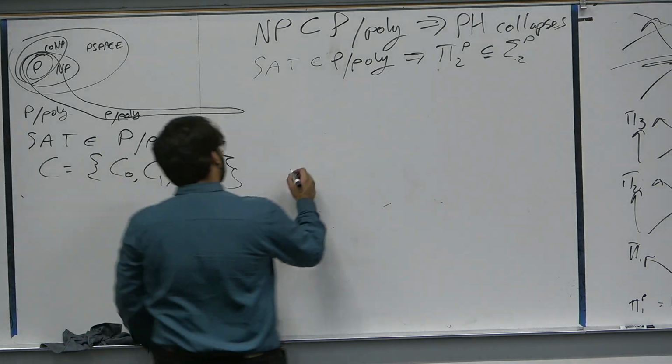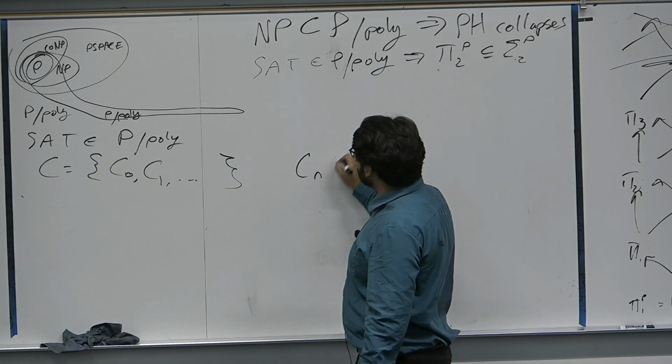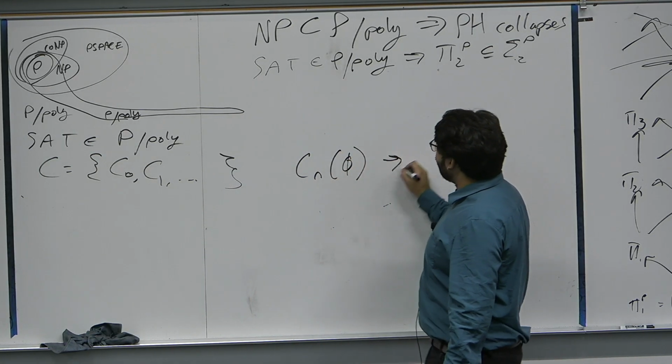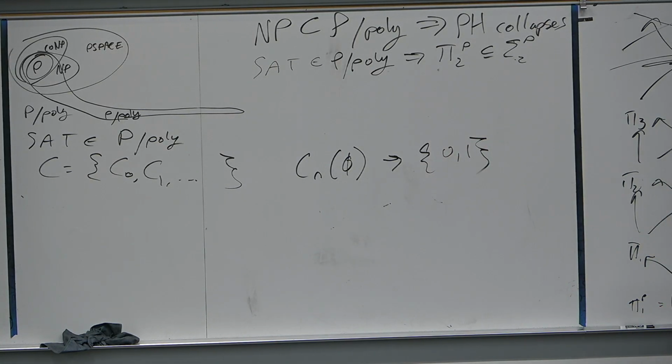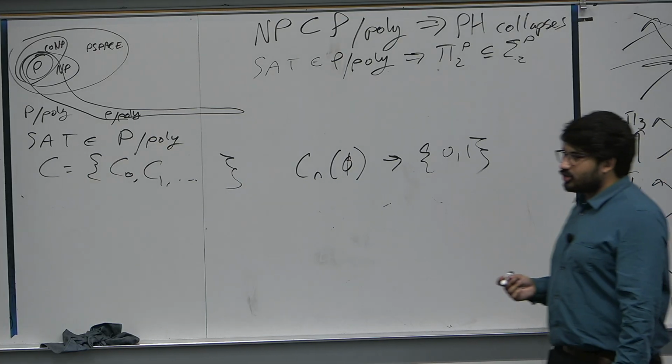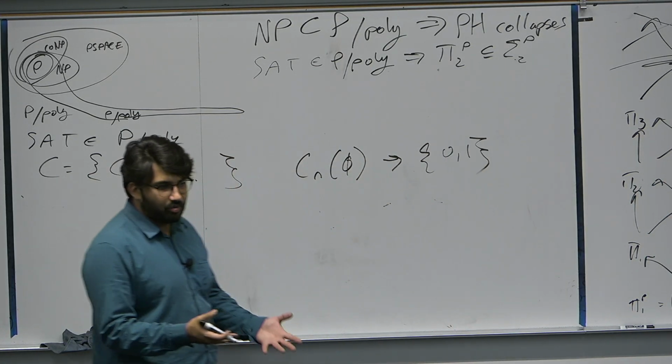Such a circuit, if this is true, is polynomial size and takes an input of phi and outputs a 0 or a 1, right? It solves the decision version of SAT in the sense that it always tells you if this formula is satisfiable or not. And let's say it's polynomial size.